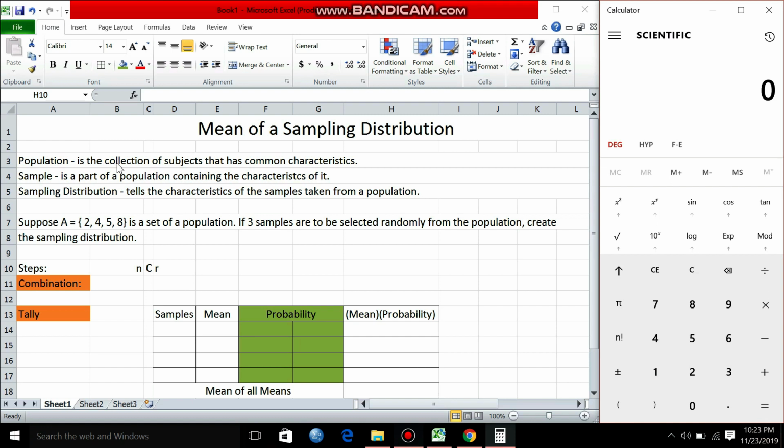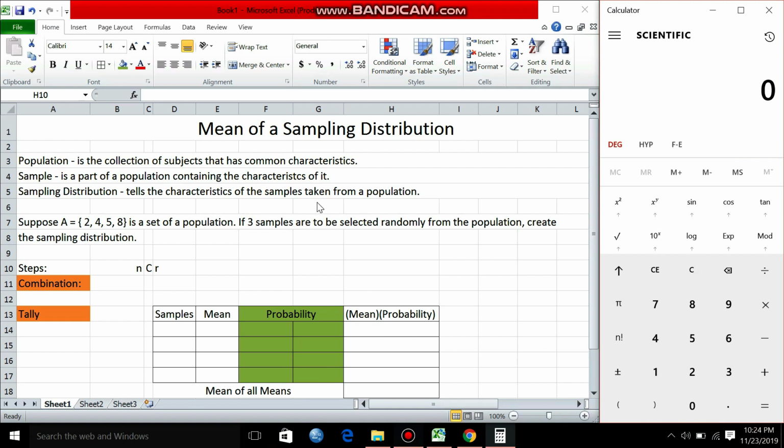So you need to have a smaller number of students to conduct the survey, and that is what we call the sample, and every element is what we call a sample. It is basically a part of the population that contains the characteristics of the population. Then when we say sampling distribution, this tells us the characteristics of the samples taken from a population.